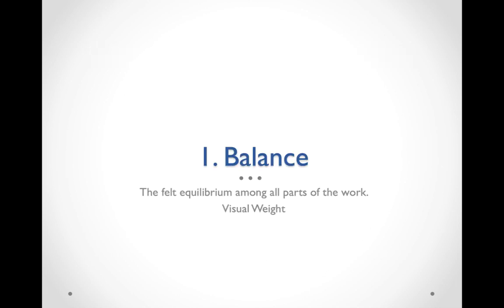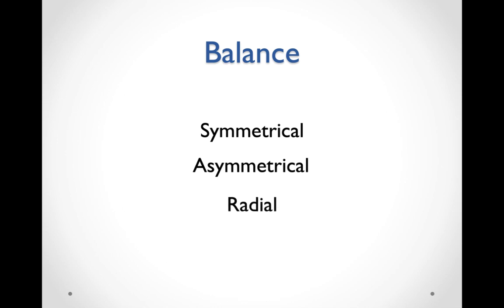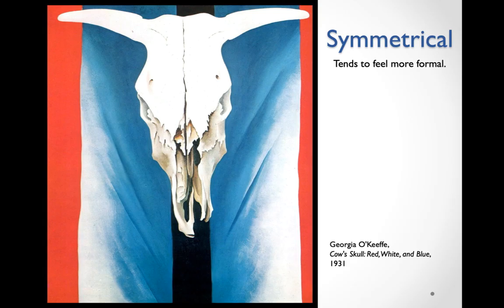Balance. When we talk about balance in digital work, we're talking about the visual balance, the felt equilibrium among all of the parts. So we've got 3 different kinds: symmetrical, asymmetrical, and radial, and I've just got a few examples of those. Symmetrical, you can draw a line down the center of the composition and they kind of mirror each other. It's another example of symmetrical. It tends to feel formal.